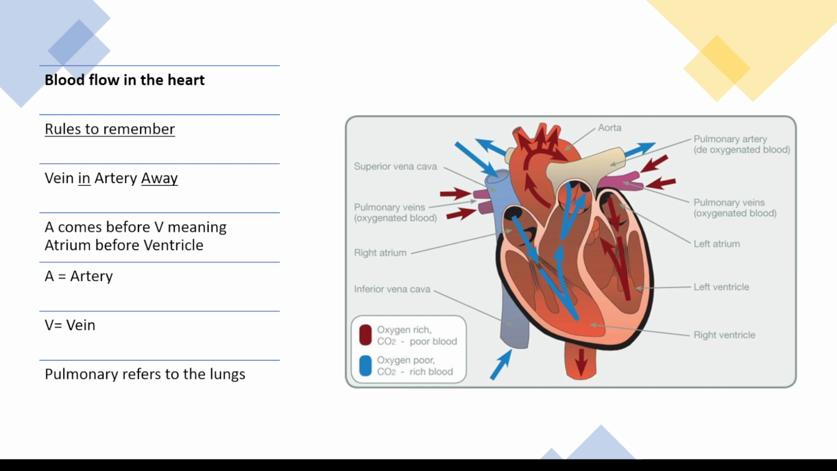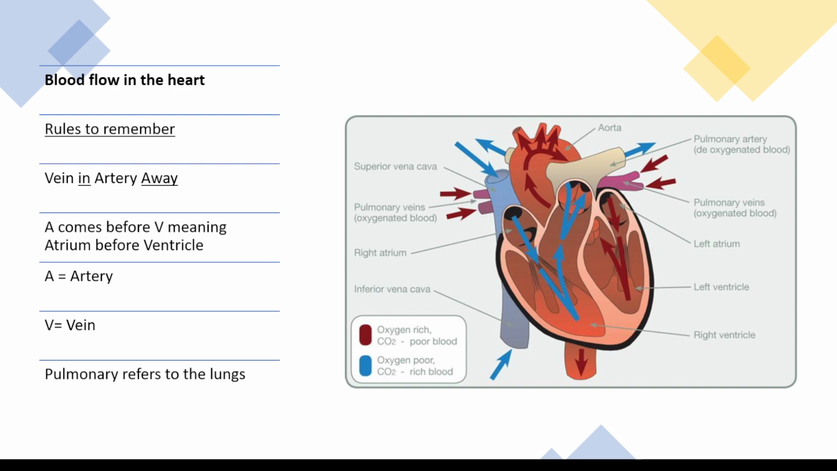Second rule is, if you think in terms of the alphabet, A will always come before V, which means that blood has to enter an atrium before it goes into a ventricle. So the atrium will always be the entry point. If anything starts with an A, it is an artery.